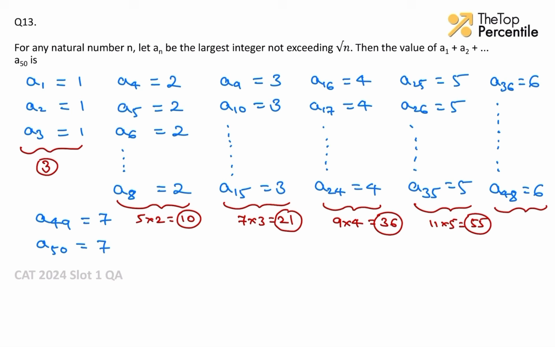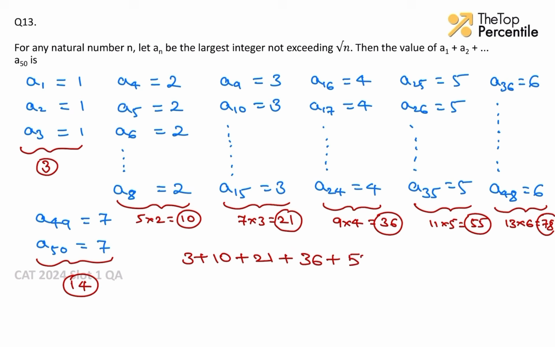48 minus 36, 12 plus 1, 13, 78. This will give me 78. And these two will give me 7 plus 7, that is 14. So the sum of A1 up till A50 will be 3 plus 10 plus 21 plus 36 plus 55 plus 78 plus 14. Let's now be careful with our addition.